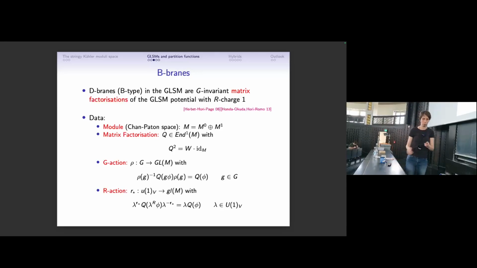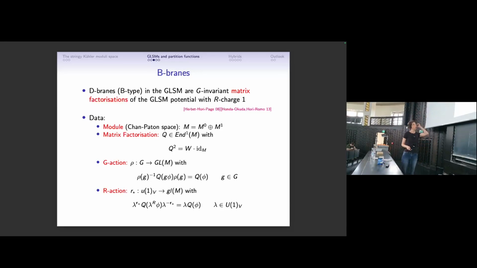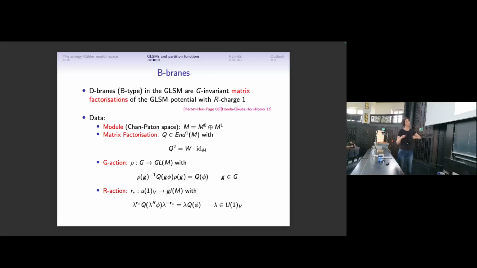because I want to come to the hemisphere partition function. So B-branes in GLSMs have been worked out by Herbst, Hori, Page in their 265-page paper from 2008, and in the non-abelian case by these authors in the context of deriving the hemisphere partition function.